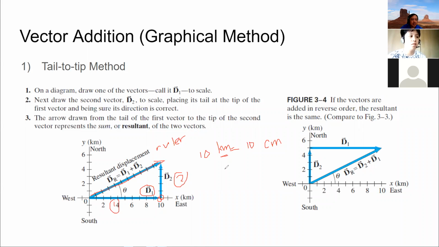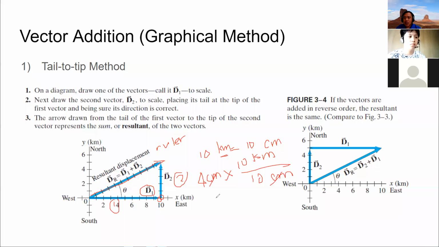You know dimensional analysis, no? So to convert back to kilometer, your conversion factor is 10 kilometer over 10 cm. So what you measure here is, let's say, 4 cm. 4 cm multiplied by the conversion factor, you can cancel centimeter. And of course, you can go back to the original unit, the kilometer. Okay, so that is just a graphical method.